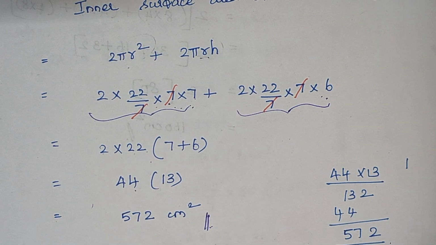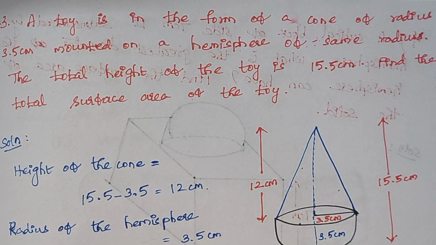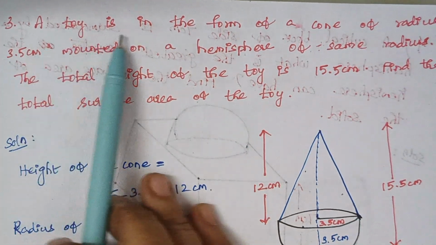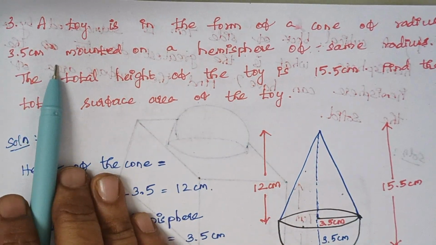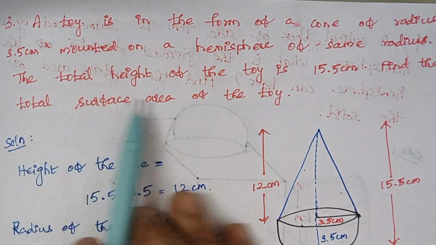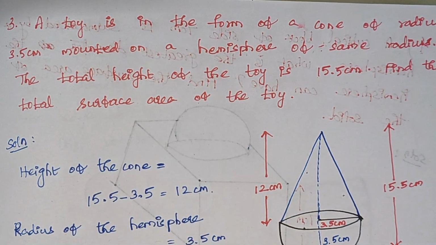Right. So here comes the end of this problem. We will move on to our third problem. The problem is, a toy is in the form of a cone of radius 3.5 centimeter mounted on a hemisphere of same radius. The total height is 15.5. Find the total surface area of the toy.